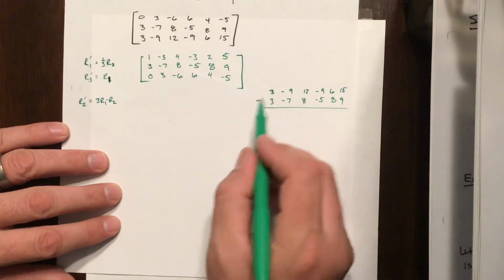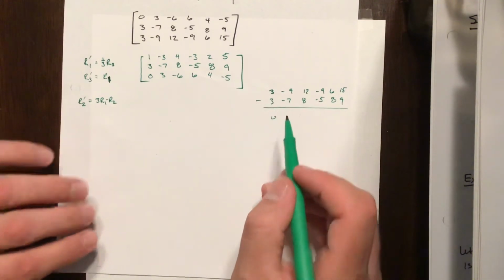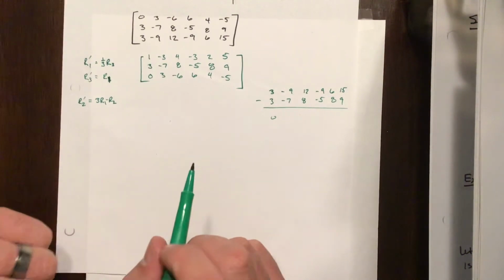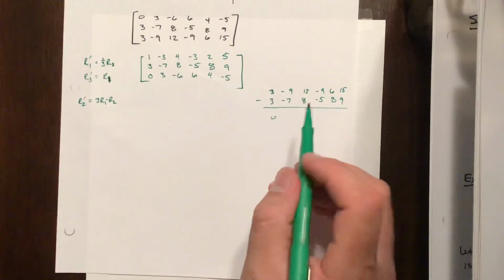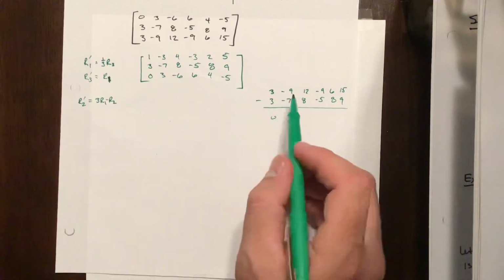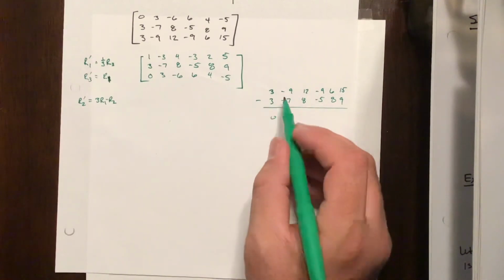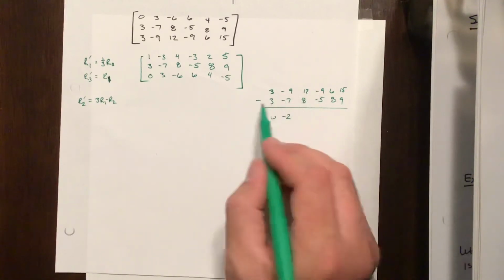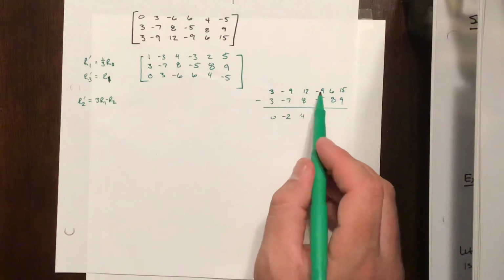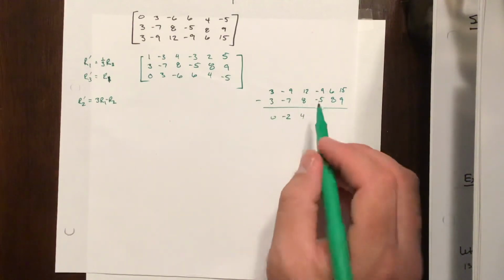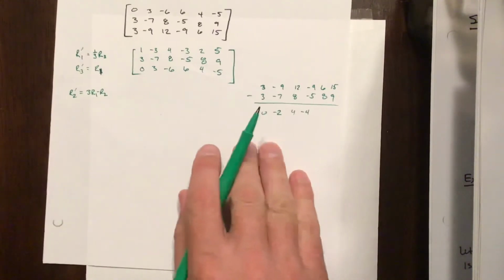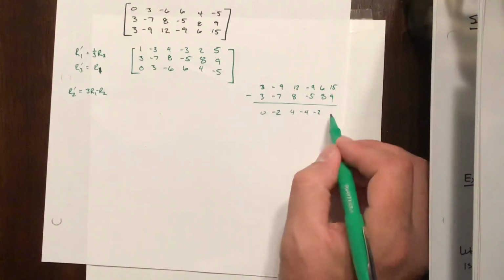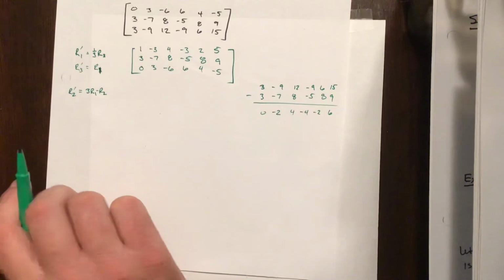What do I get? 3 minus 3 is 0. Here's something you've got to be careful of. There's a lot of negatives going around. Let's make sure that we're careful with our addition and subtraction. Negative 9 minus negative 7 is negative 9 plus 7, which is negative 2. 12 minus 8 is 4. Negative 9 plus 5 is negative 4. 6 minus 8 is negative 2. 15 minus 9 is 6.